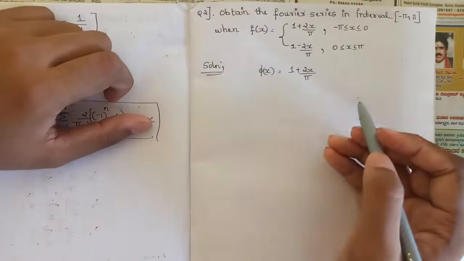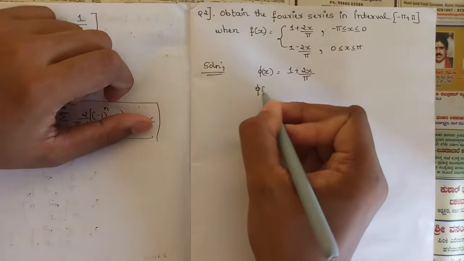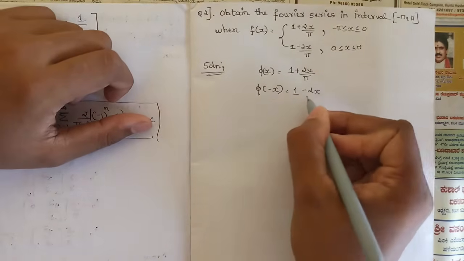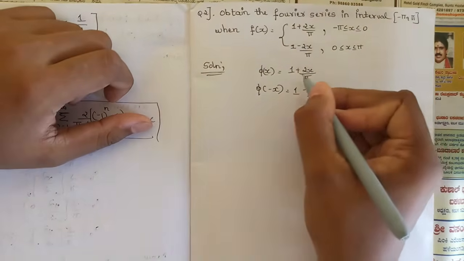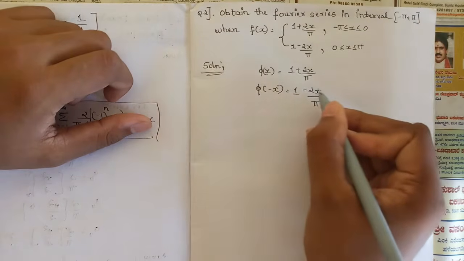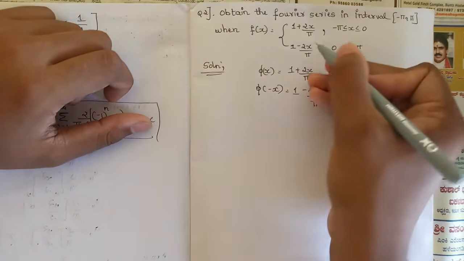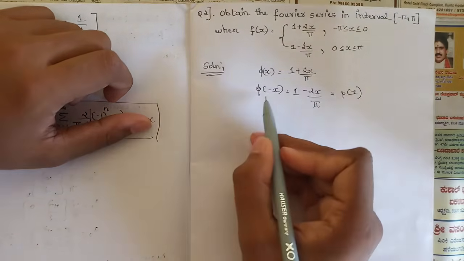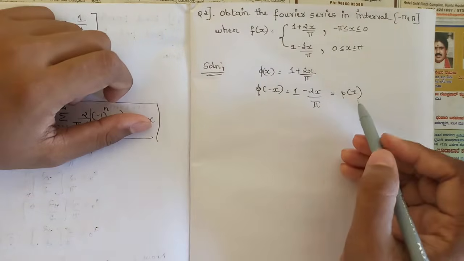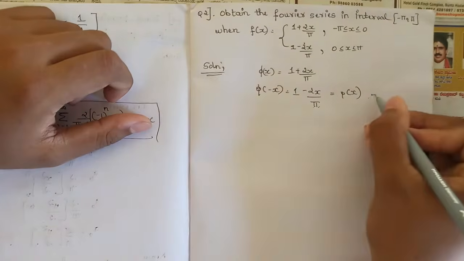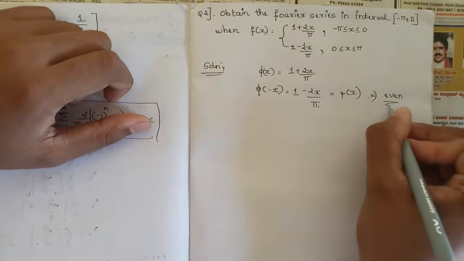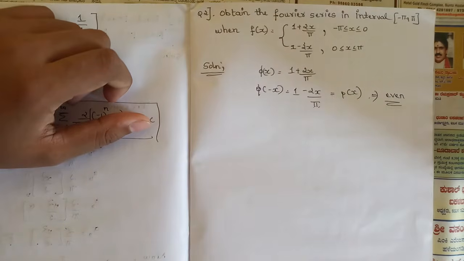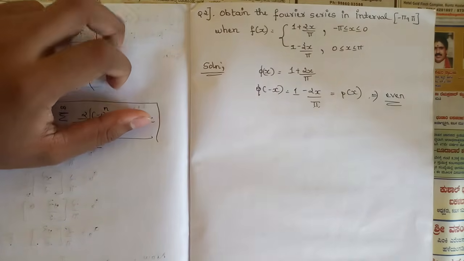Phi of x is this function, so now replace x by minus x, so this becomes 1 minus 2x by pi. If you replace x by minus x, it becomes 2 into minus x, that is minus 2x by pi. We can see that this and this are the same, so this is equal to xi of x. When phi of minus x is equal to xi of x, we say that the function is even. So it's an even function, and we know that the Fourier coefficient Bn is equal to 0, and we need to find a0 and an.